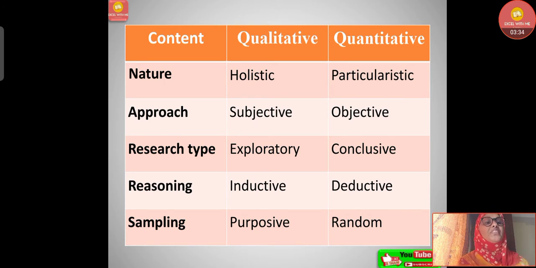Now what is the sampling technique here? Qualitative is purposive, and quantitative is random sampling. In purposive sampling, first we go to one person, that is the purpose, and then that person can recommend another person. That is like snowball sampling, which is non-probability. Random sampling is probability, that means every person gets a chance, there is a chance of any person being selected for the research. So that is the sampling here.